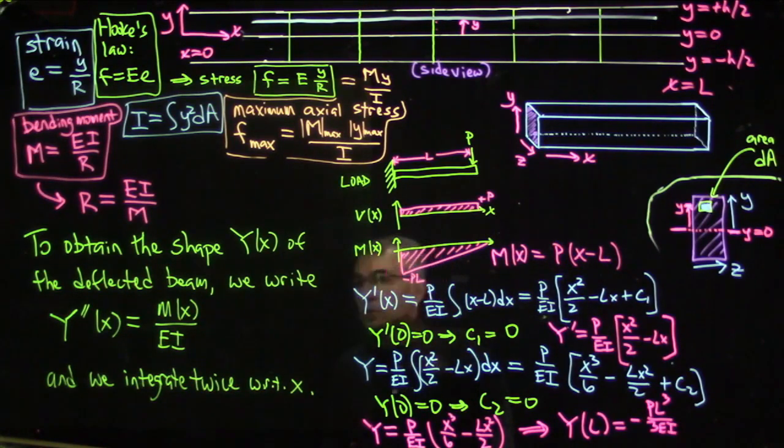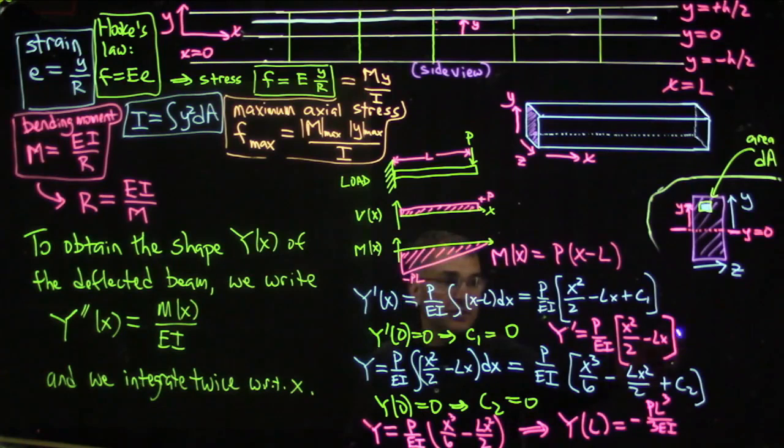We can integrate that once to get the first derivative, the slope y prime of x. So I'll factor out the P since it's a constant. P over EI, integrate x minus L as a function of x. So this is x squared over 2. The second term gives us L times x. So there's a constant we have to find. But for a cantilever, the fixed end of a cantilever has 0 slope. So y prime of 0 should equal 0. That tells us that this constant equals 0.